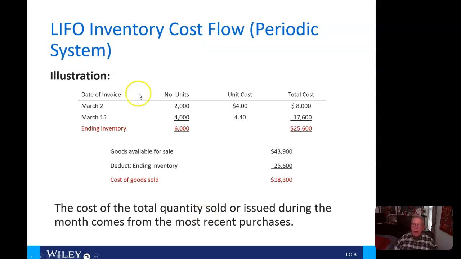So now if I look at that under a periodic system, I'm going to do the same kind of thing I've been doing for periodic. I'm going to have an ending inventory here of 25,600. And I know that because I'm keeping from the top and selling from the bottom. So this is the top here, March 2nd and March 15th. And then the remainder goes to cost of goods sold. The cost of the total quantity sold or issued during the month comes from the most recent purchases.